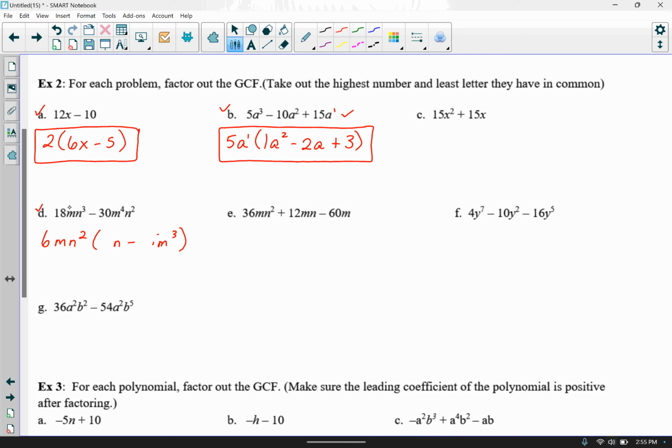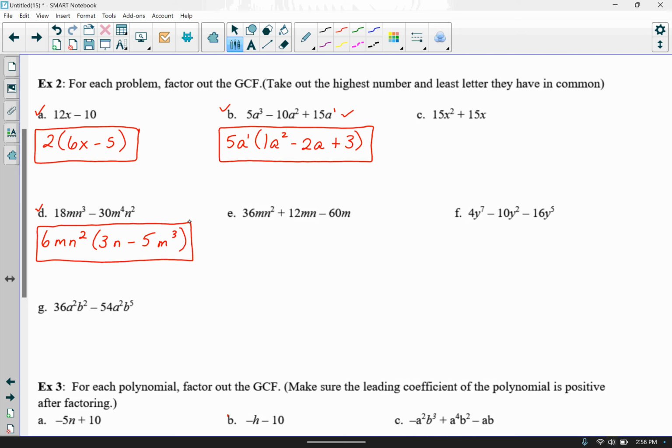So now 6 times what gives me 18? It'd be a 3, and then the letters, you know how we did that. We just subtracted. 6 times what gives me 30? That'd be a 5. Let me clean that up a little bit better. There we go. That'd be a 5. And then 4 take away 1 on the m cubed, and then the n squareds, right? Now at this point, 3 and 5 have nothing in common. Letter-wise, we still don't have anything in common. That is my final answer.